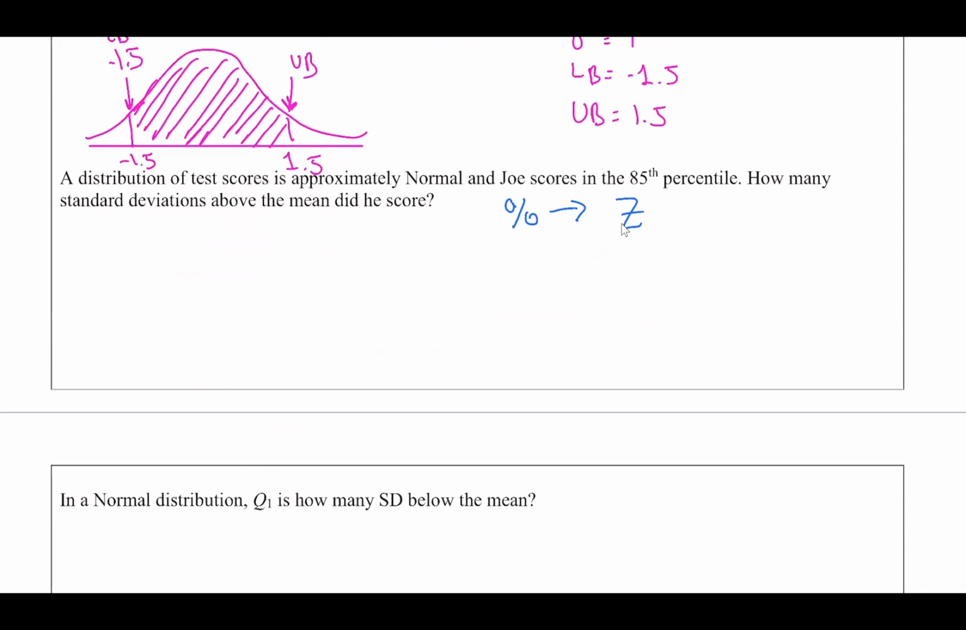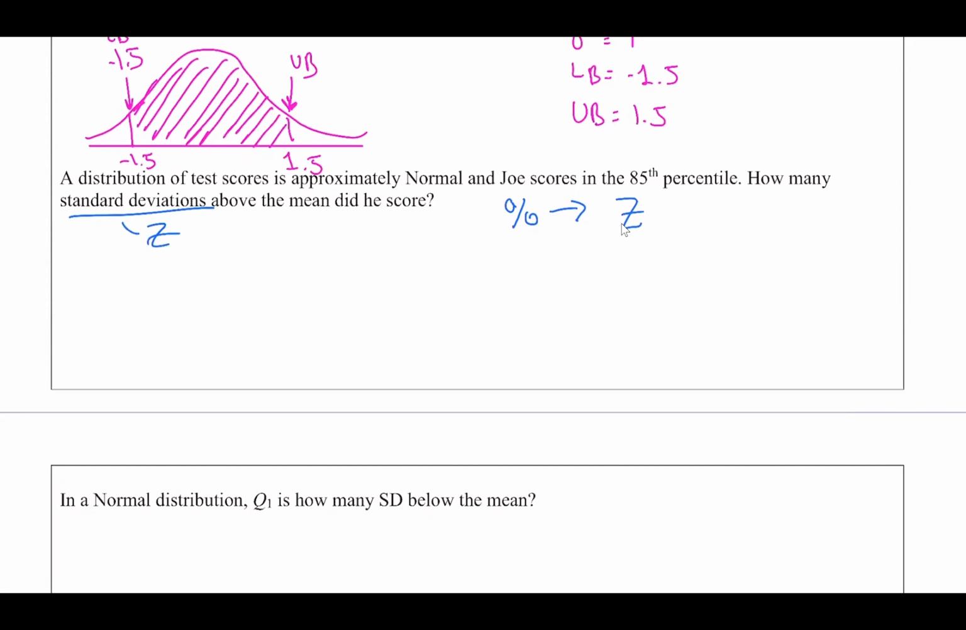For this one, it says a distribution of test scores is approximately normal and Joe scored in the 85th percentile. How many standard deviations above the mean did he score? We're stating that we're at a certain percentage, and we want to find how many standard deviations above the mean we scored. When it says how many standard deviations above the mean, essentially this is Z, because Z tells us how many standard deviations above the mean we're at, or how many below the mean. So let's go ahead and find this.